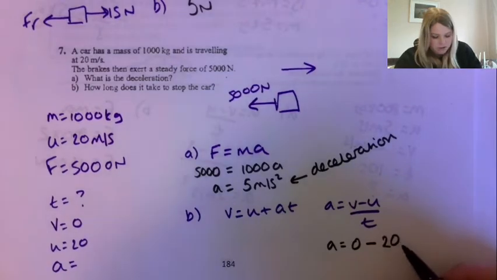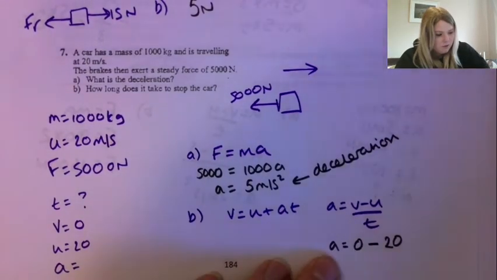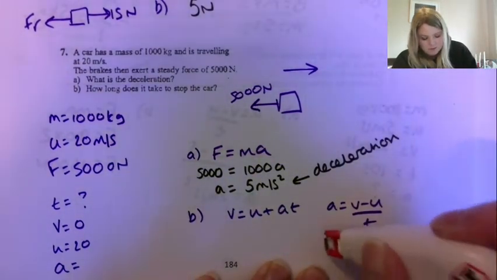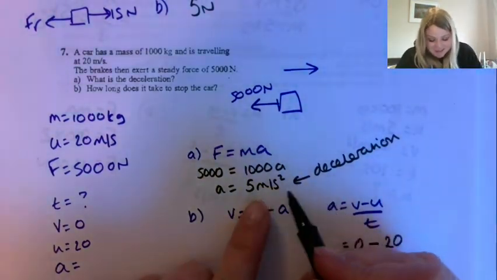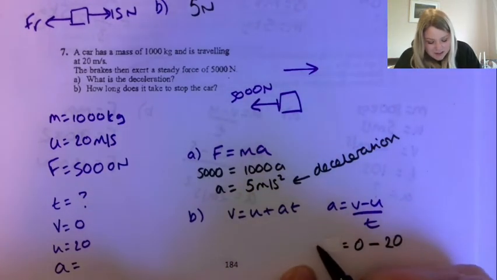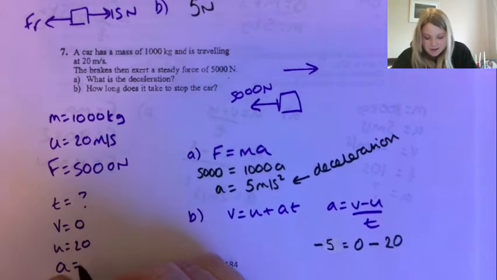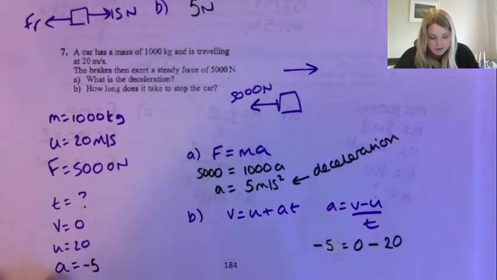Don't know why I went for that one. I think the other one's going to be easier to use because I forgot to substitute in my a there. Sure, I'm going to need it. So, apologies. My deceleration is 5, so I need to make sure I put my acceleration in here as minus 5. Okay.